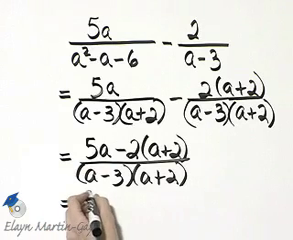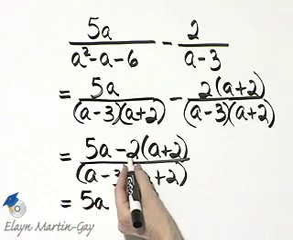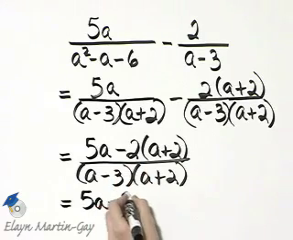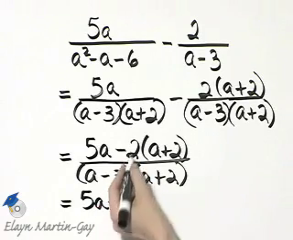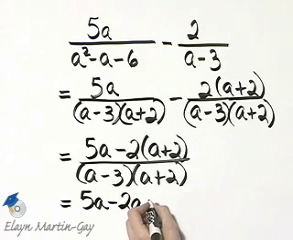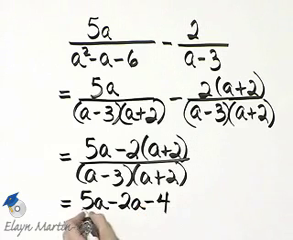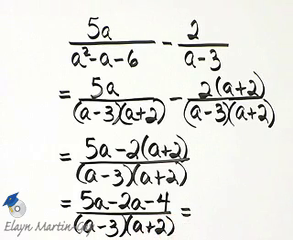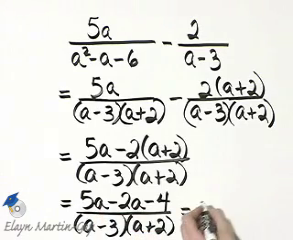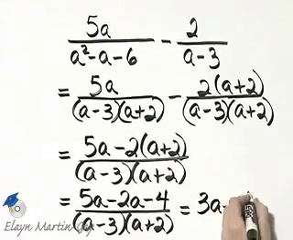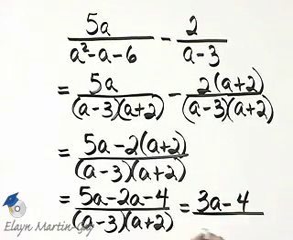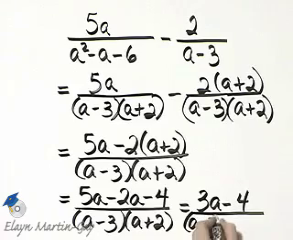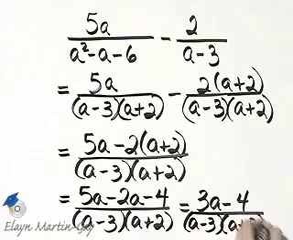So in the numerator, I have 5a. Now let's go ahead and multiply. -2 times a, -2a, I'll write as minus 2a. And then -2 times 2, -4, I'll write as minus 4. All over that denominator, a minus 3 times a plus 2. And then let's just go ahead and simplify by combining like terms. 5a minus 2a, that is 3a minus 4 all over that denominator, a minus 3 times a plus 2.